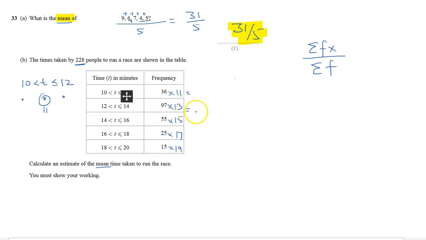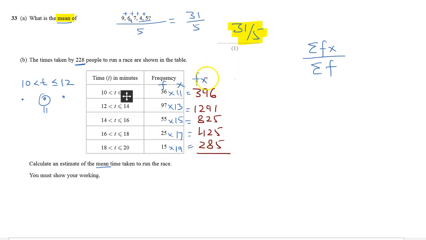If you multiply by the middle number, this is called x and this is f. If you multiply, this is called fx. So this is 396, 1291, 825, 25 into 17 is 425, and this one is 285.